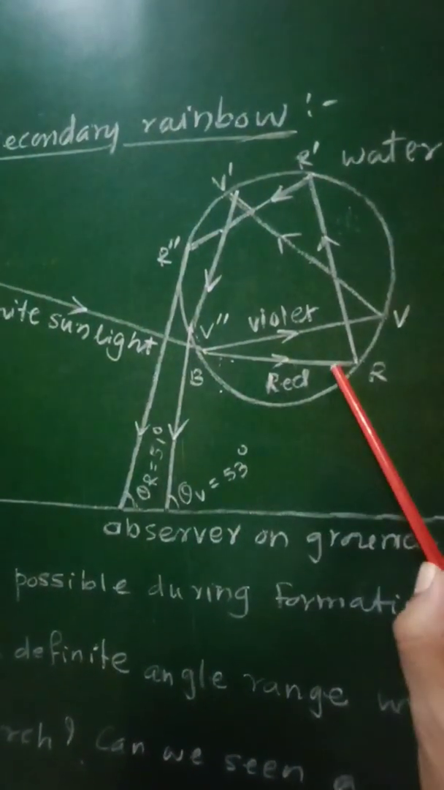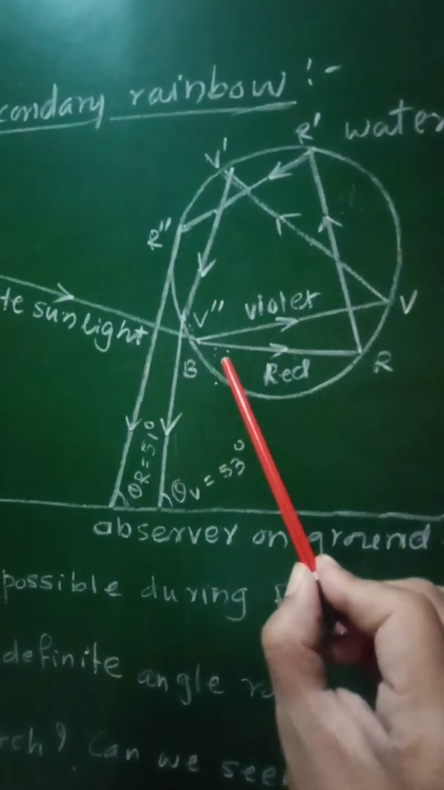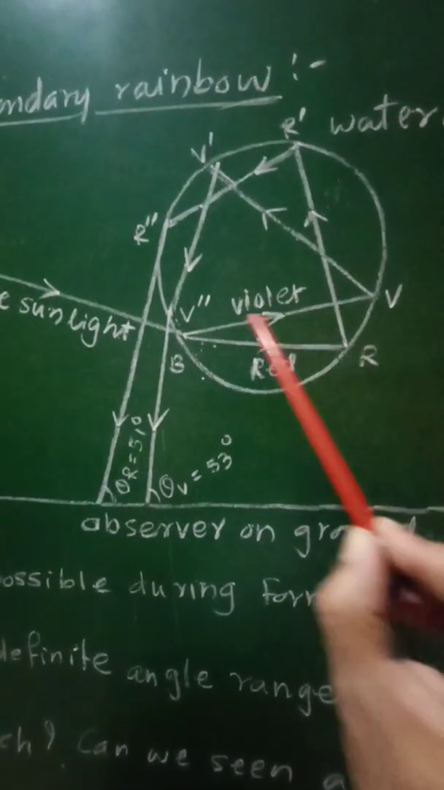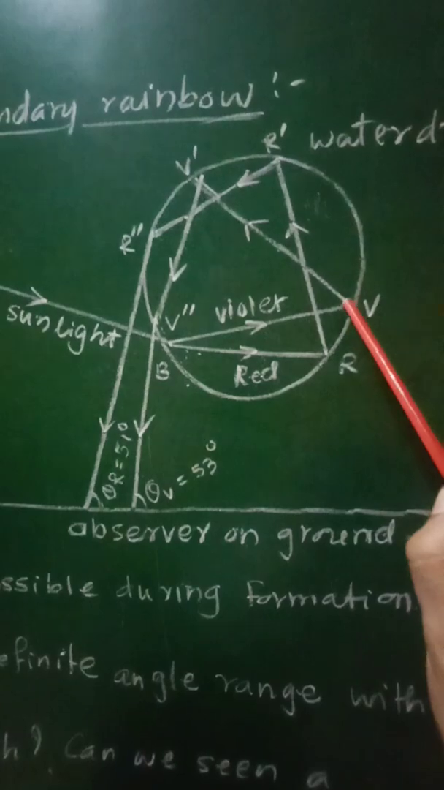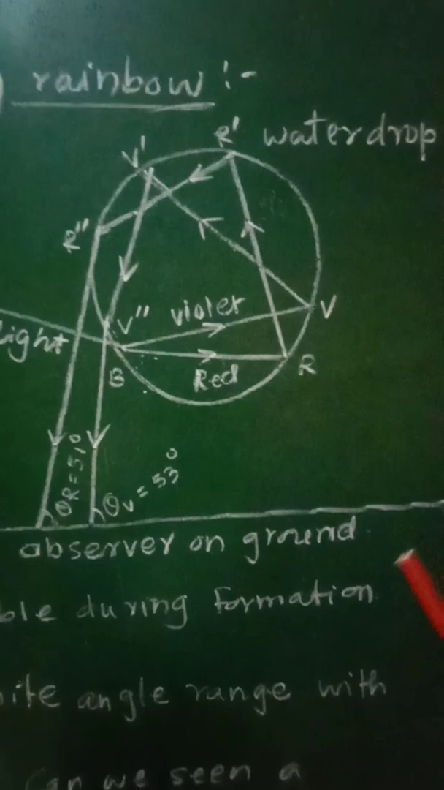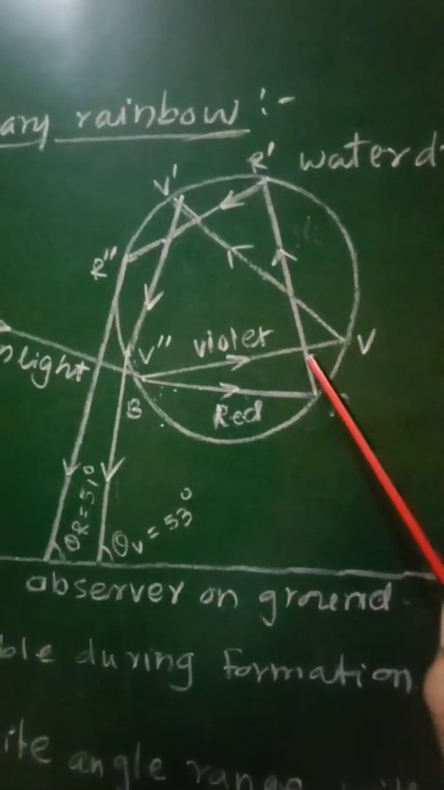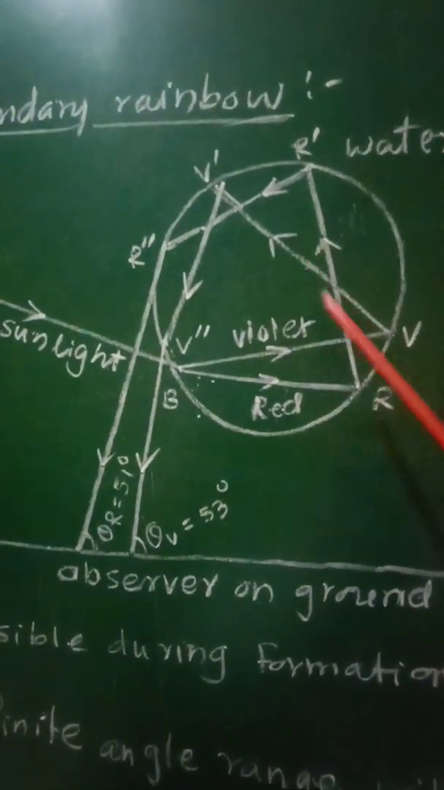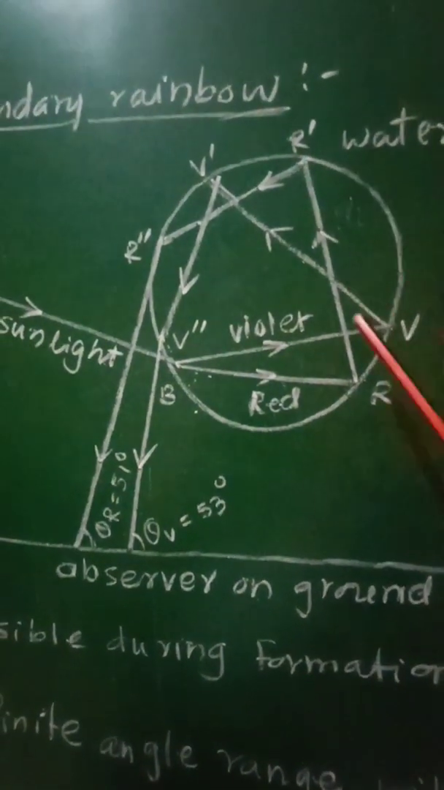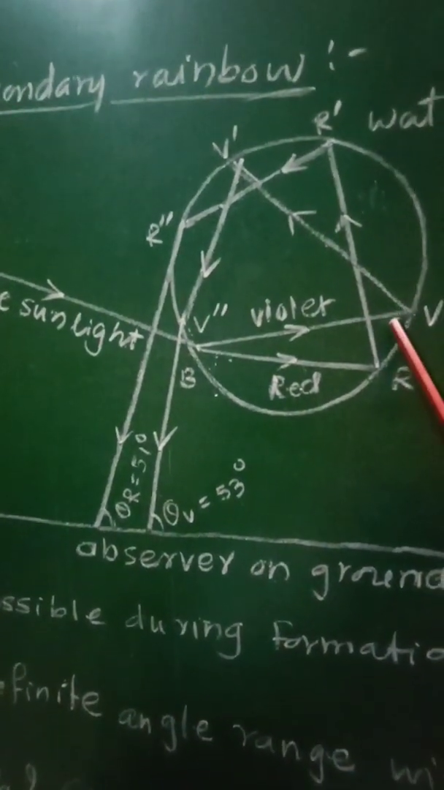Now when these refracted rays travel further through this water drop, the ray of light for red color will strike at point R, and for violet color it will strike at point V. From these two points R and V, these two rays of light for violet and red color will reflect internally and travel along these two paths. So for red color, the ray of light will travel along R dash, and for violet, it will travel along V dash. So this will be the first reflection.